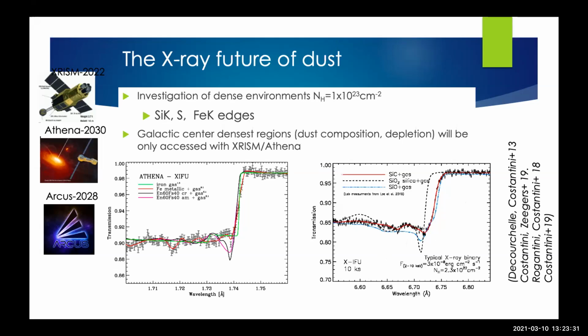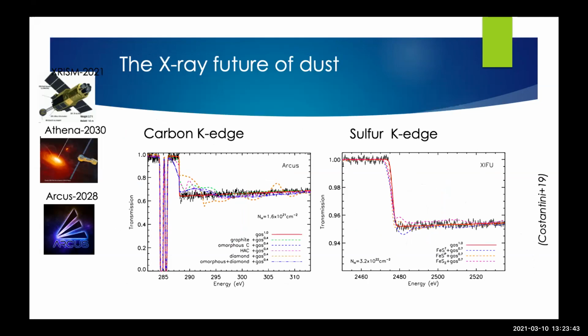So Athena will open, but also Chrism before that will really open a new page of interstellar dust studies. So let me show you two more simulations. On the right-hand side, we have the Sulfur K Edge. Sulfur is a very controversial element because people think that either it is not included at all in the interstellar dust, in the diffuse interstellar dust, or it is depleted a little bit.